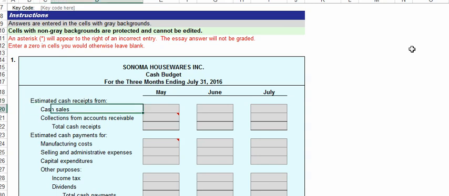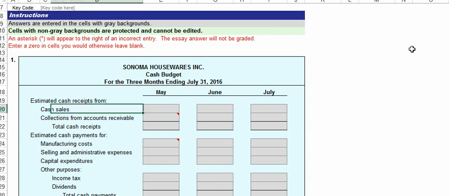And let's read through the problem. It says the controller of Sonoma Housewares Incorporated instructs you to prepare a monthly cash budget for the next 3 months. You're presented with the following budget information. Okay, they give you sales for May, June, and July, as well as manufacturing costs, selling and administrative expenses, and capital expenditures for those 3 months. Then they give you some additional information in the next 2 paragraphs. In the first instruction, they ask us to prepare a monthly cash budget and supporting schedules for May, June, and July 2016.